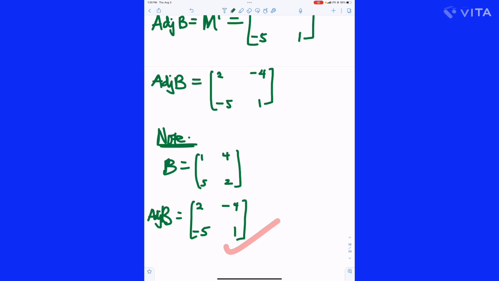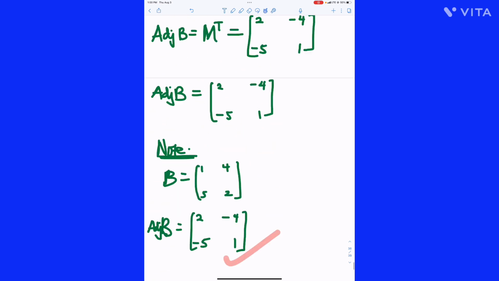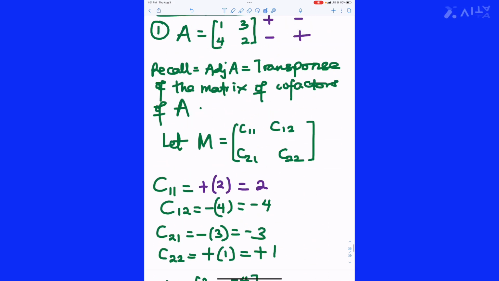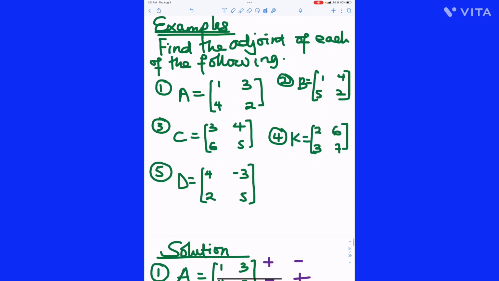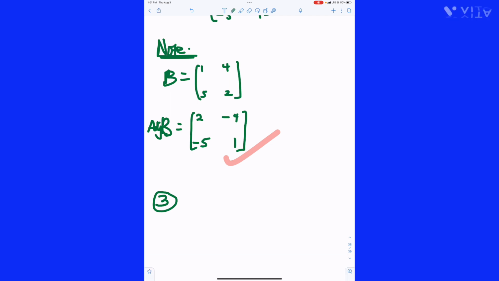I'm not going to go through the elementary steps again. I'm just going to use my shortcut. So let's go ahead and find the adjoint of the matrix in question 3. Matrix C is 3, 4, 6, 5.